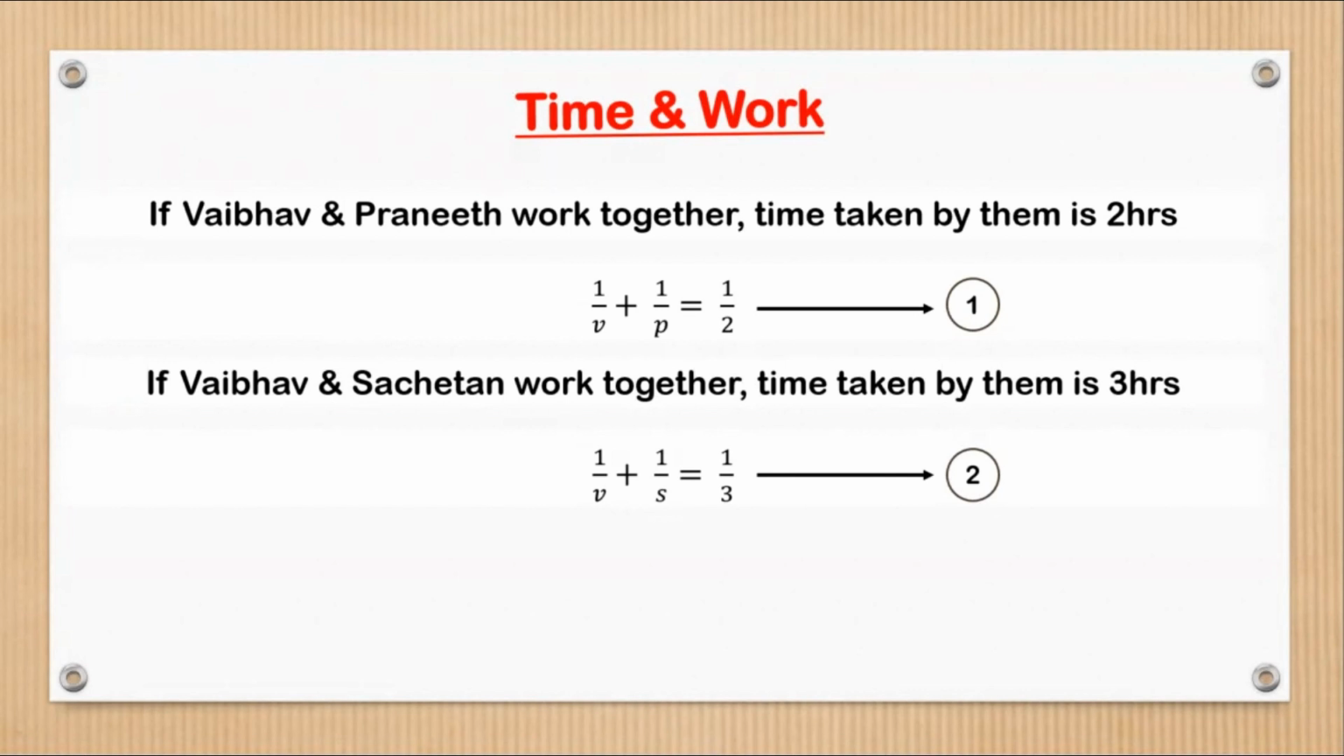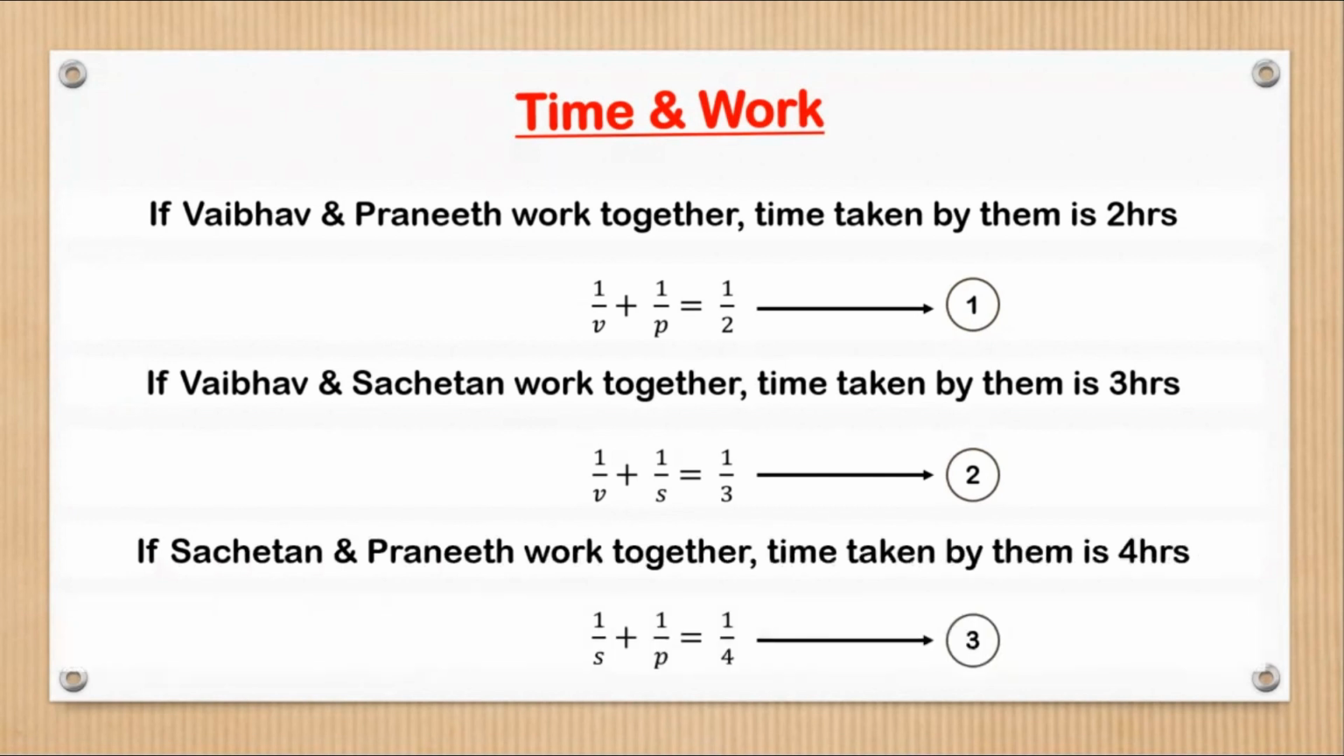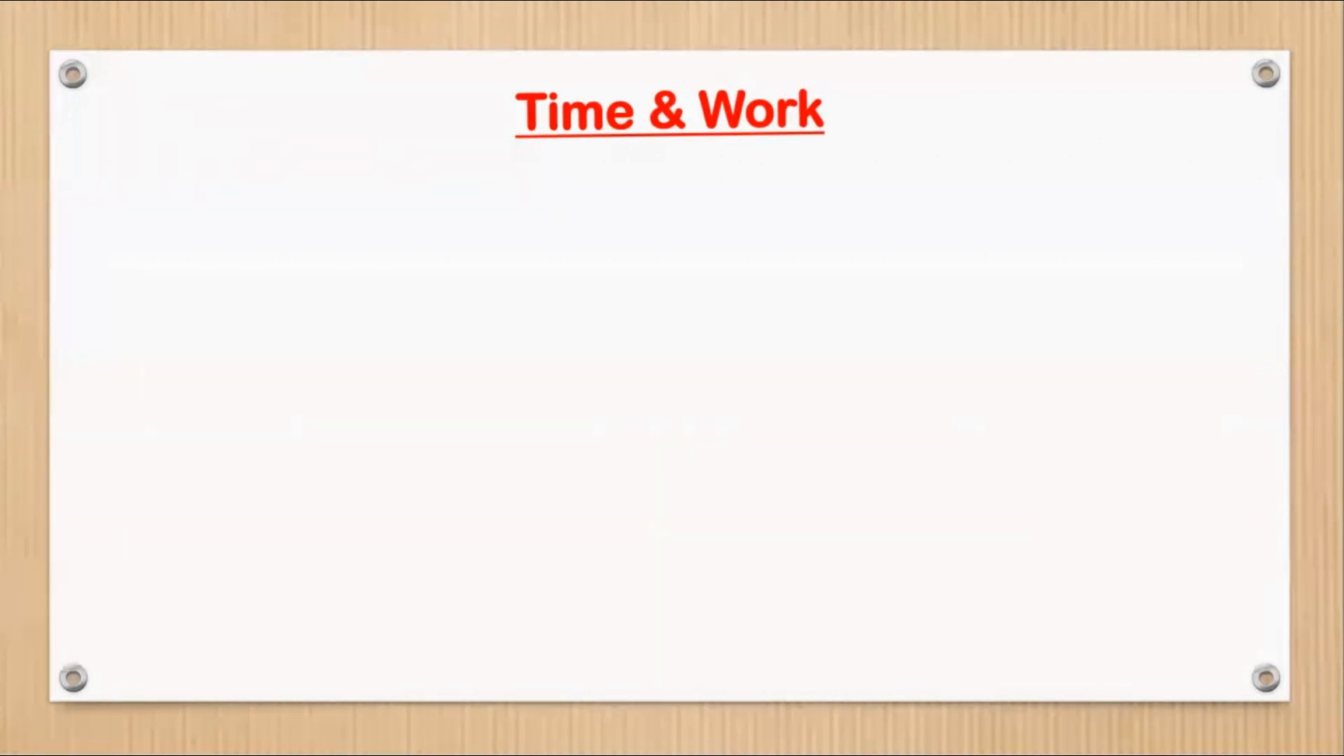If Sachetan and Praneeth work together, the time taken by them is 4 hours. This is from the given information only, all these three. Then automatically, we can write 1/S plus 1/P is equal to 1/4. So these are the three statements we got, and from these three statements, we got three equations. Now I'm going to add all these three equations.